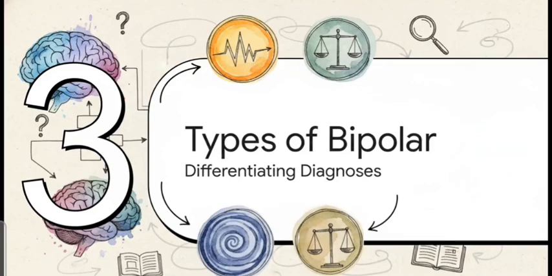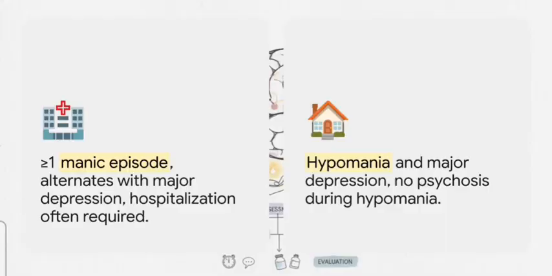Section 3. Types of bipolar disorder. Differentiating these is a total must-know for your assessments. So there's a really stark contrast between the two main diagnoses. Bipolar I requires at least one full manic episode, which usually alternates with major depression. And because that mania is so severe, hospitalization is almost always required.